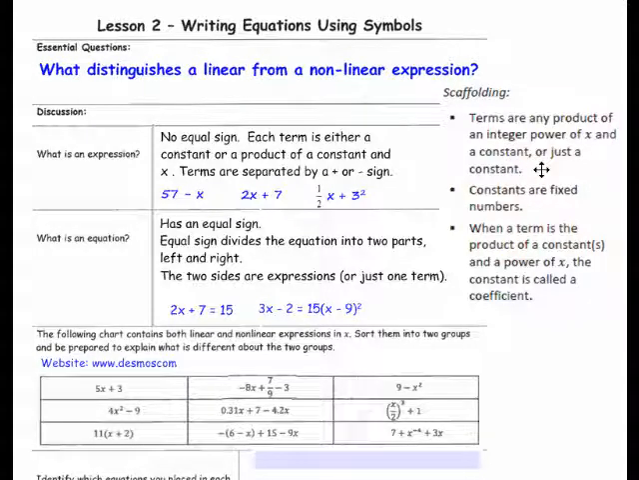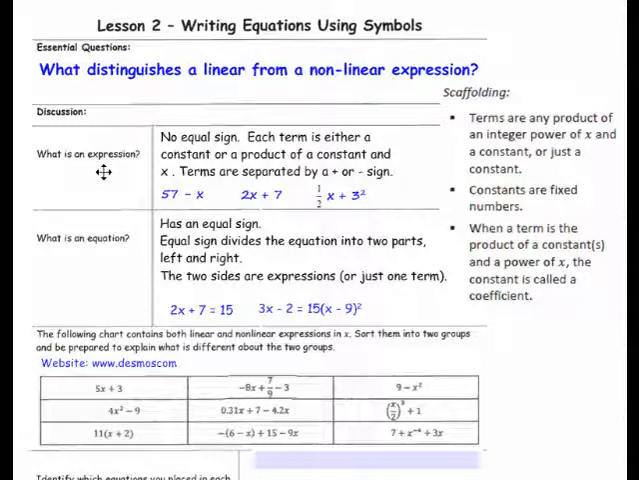Just to refresh your memory, terms are any product of an integer power of x and a constant, or just a constant. Constants are fixed numbers. When a term is the product of a constant and a power of x, the constant is called the coefficient.